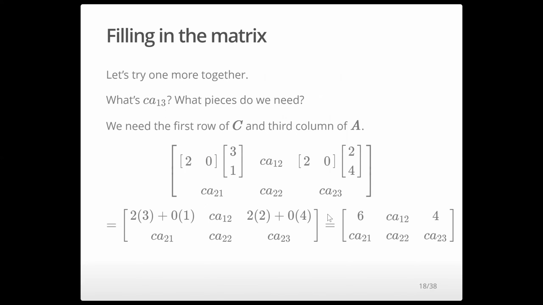We'll skip over to CA13. What pieces do we need? We need the first row of C and the third column of A. So once again, the first row of C is still 2, 0. The third column of A is 2, 4. I'm not going to go back, just take my word for it. So we multiply this out and we get 4.